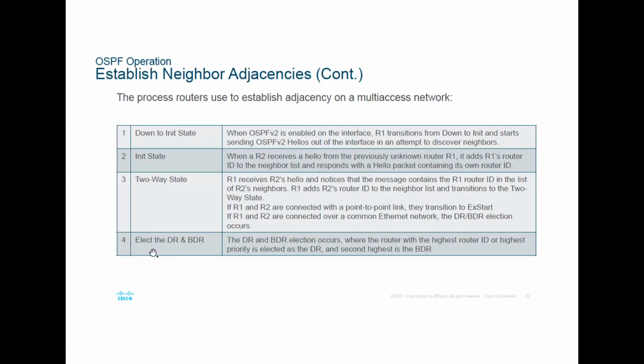So the last process is to elect the DR and also the BDR. The DR and BDR election occurs when the router with the highest router ID or highest priority is selected as the designated router, and the second highest is the BDR, the backup designated router.